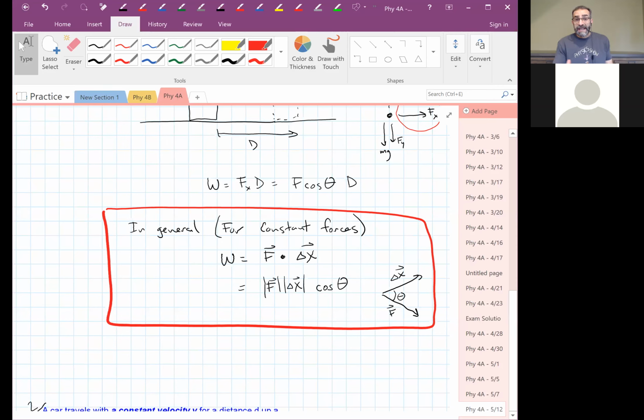Work is a transfer of energy, so it has the same units as energy, and those are joules. Okay, so joule is our unit for energy. Work is just energy transfer, has the same units as energy, and it is a scalar quantity. Energy is a scalar quantity, no direction associated with it.